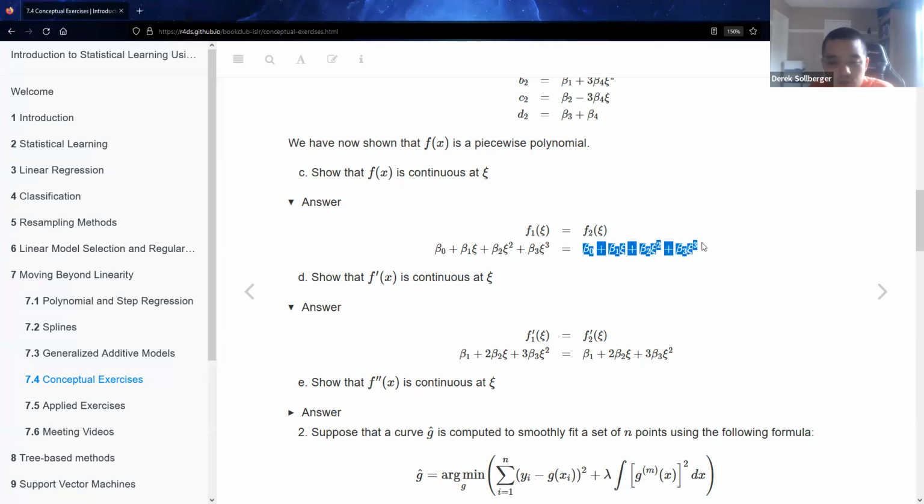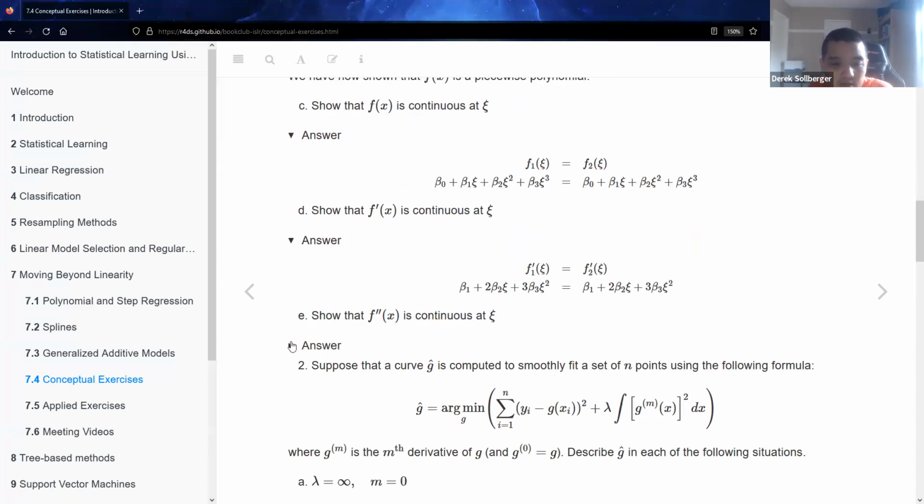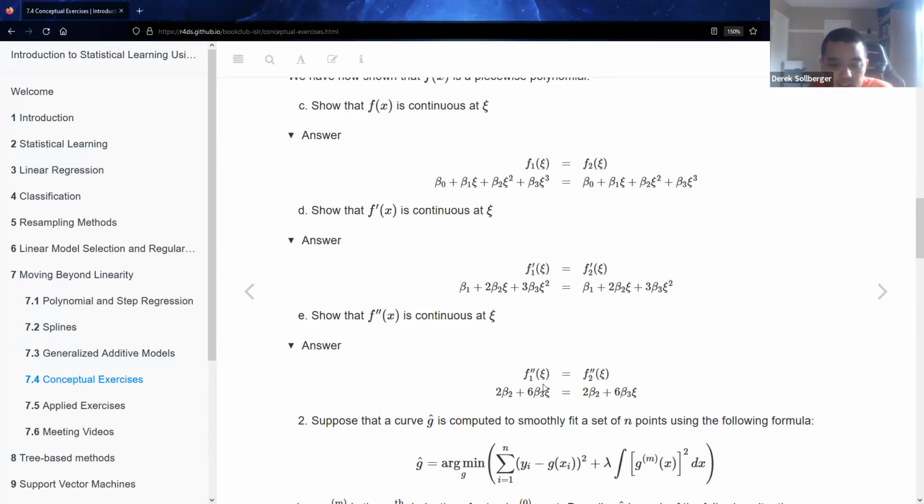Technically, the one on the right should be more complicated, but for the sake of typing and visualization, I kept it in the simplest form. And similarly for the second derivative. So not only do the slopes match, but the concavity matches at x equals c, at the knot. And that's problem number 1.